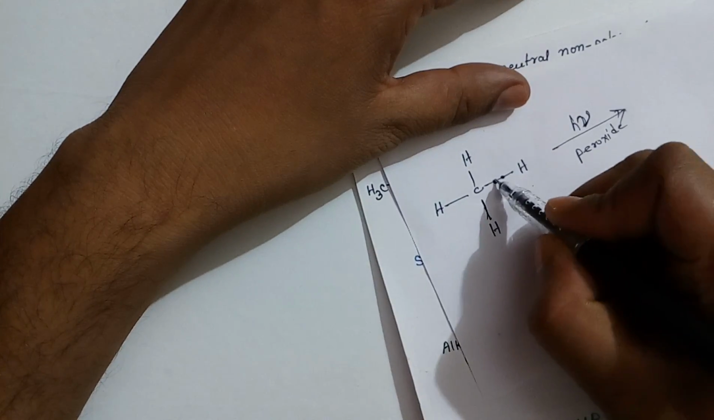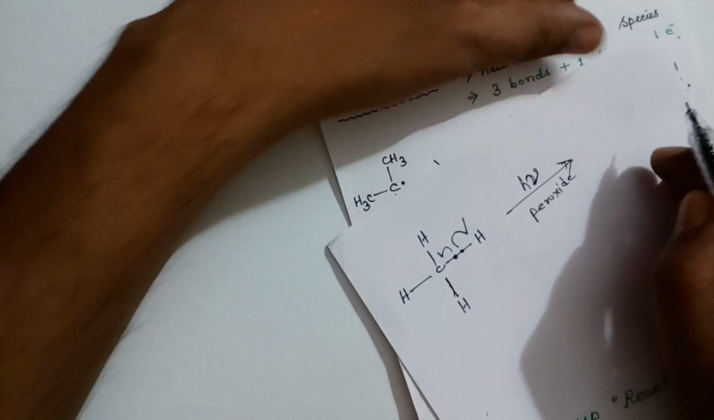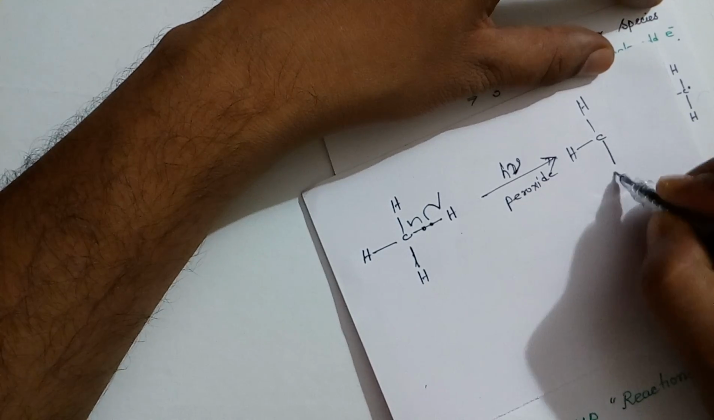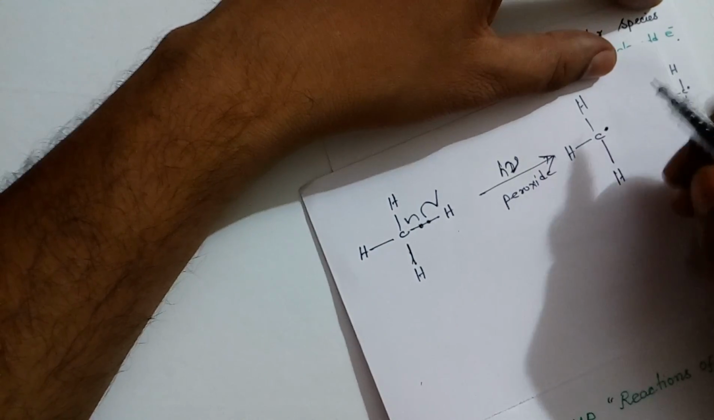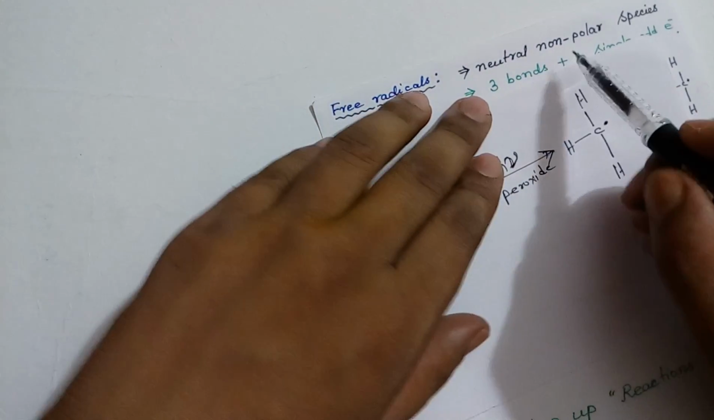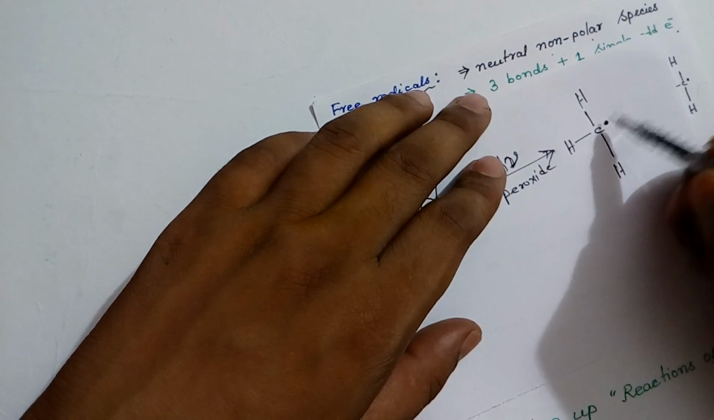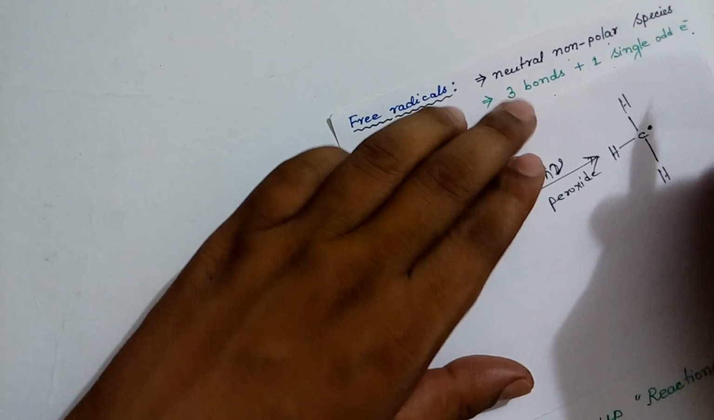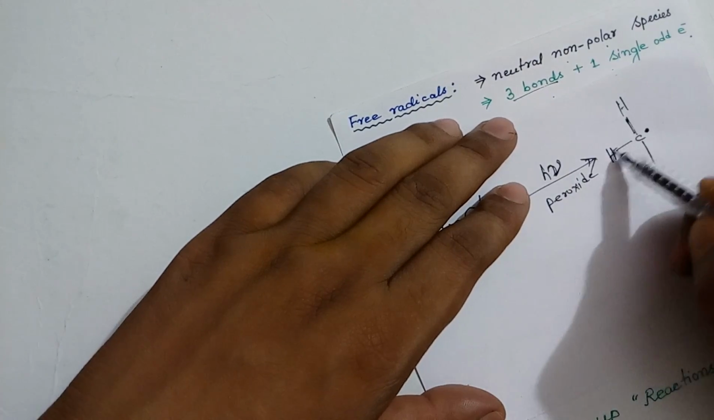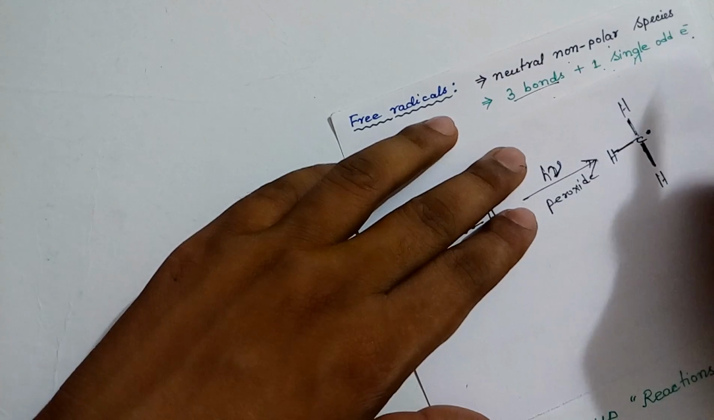what happens? Homolysis takes place. Symmetrical bond cleavage takes place. As a result, we get this, and it is called a free radical. So what is the definition? It is a neutral non-polar species. Why neutral? Because it is neither negatively charged nor positively charged. It is neutral, and it has 3 bonds, 1, 2, 3 bonds, and it has 1 single odd electron.